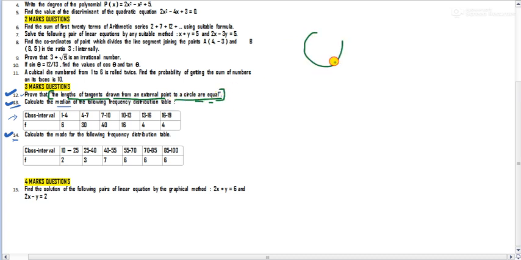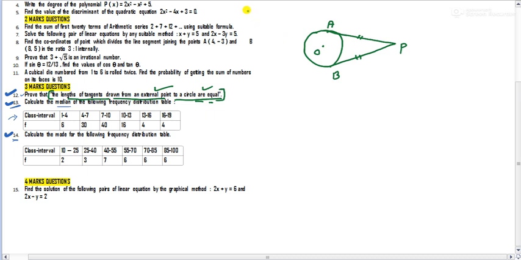So let me draw a circle first. Imagine this is the circle with center O, and this is the external point P. I am drawing 2 tangents from external point P. These are the 2 points: this is point A and this is point B. Got it? So PA and PB are the 2 tangents drawn from the external point to the circle with center O, and they are equal. What we have to prove? We have to prove that PA is equal to PB.